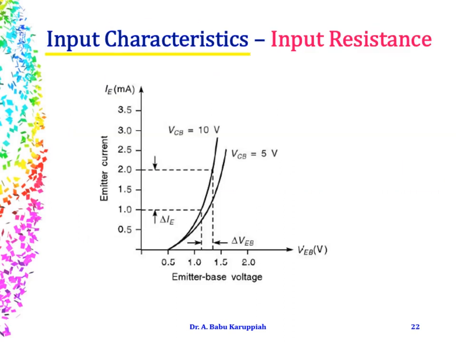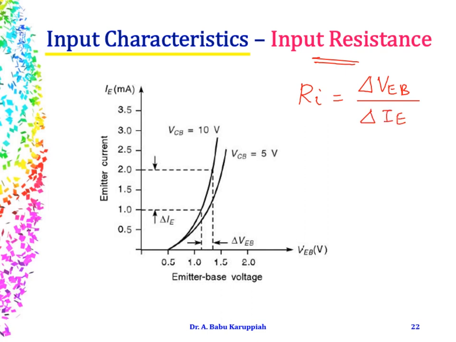Now what is the importance of this input characteristic? We will be able to find out the input resistance of the common base configuration from the input characteristic. The AC input resistance could be determined, which is given by input resistance equal to the change in your emitter base voltage to the change in your emitter current.